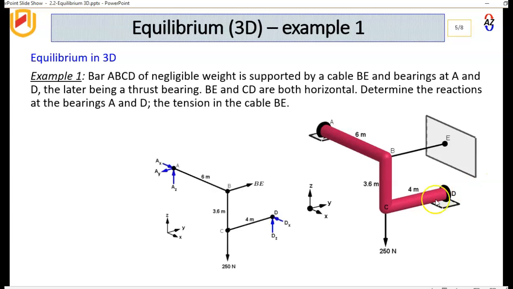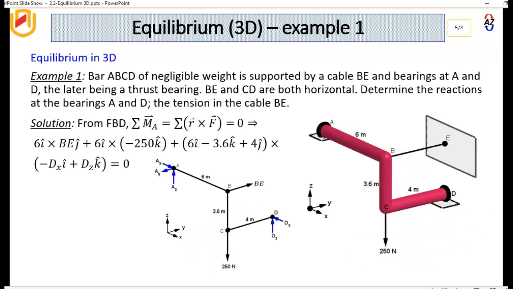So this is the free body diagram. At A we represent all three, Ax, Ay, and Az, but at D we do not represent the thrust, because it's a thrust bearing, so we don't represent this load here, which is in the Y. So we represent only Dx and Dz. And then we represent, of course, BE and the 250 newtons.